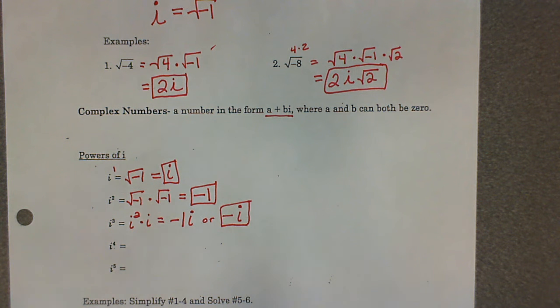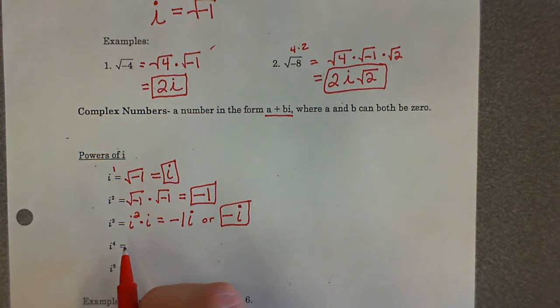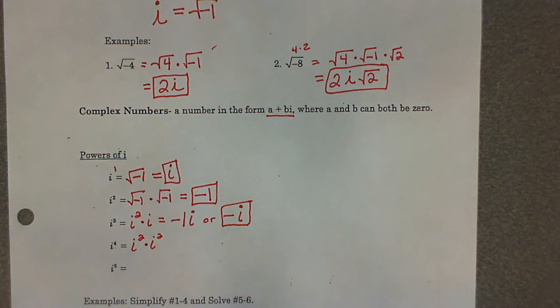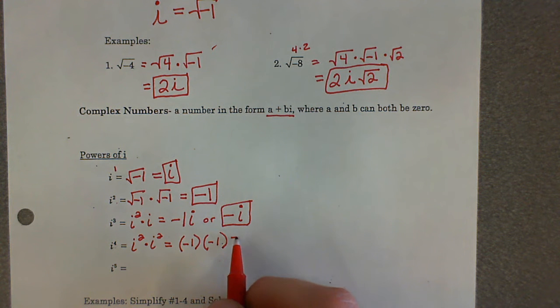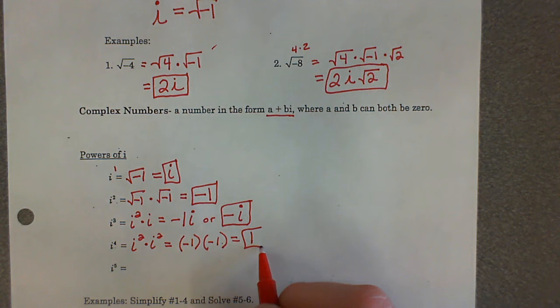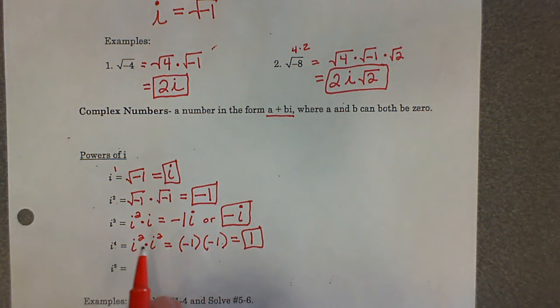Now i to the fourth, probably a great way to break this one down is to switch it into i squared times i squared. Because i squared times i squared is i to the fourth. Well, what is i squared? Well, i squared equals negative 1. So this is negative 1 times negative 1. Well, what's negative 1 times negative 1? That's positive 1. Okay? So i to the fourth equals positive 1.